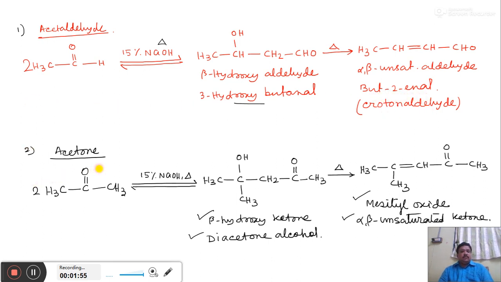In case of acetone, when two molecules of acetone react in presence of 15% NaOH, at first diacetone alcohol will form, which belongs to beta hydroxyketone compound. And when this product is heated again, it forms mesityl oxide, which belongs to alpha beta unsaturated ketone. In this video, we examine the mechanism of acetaldehyde and acetone only.